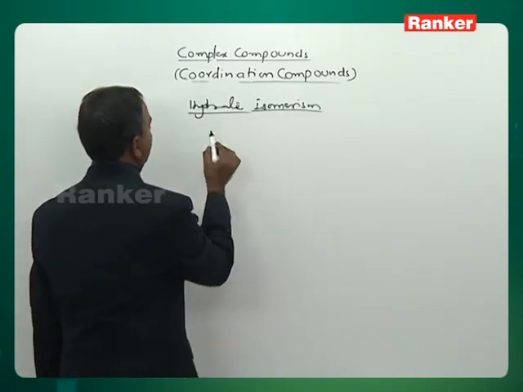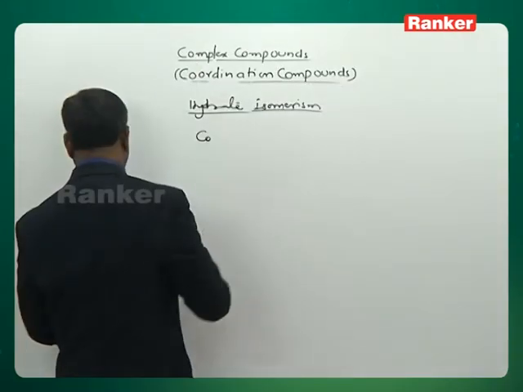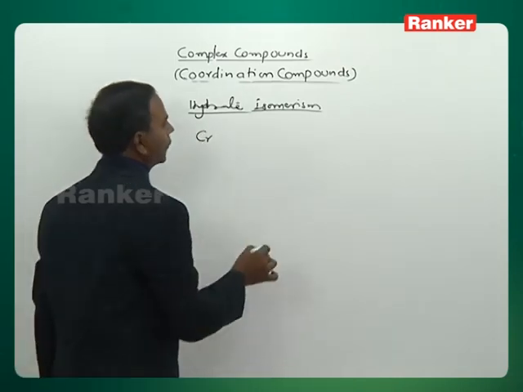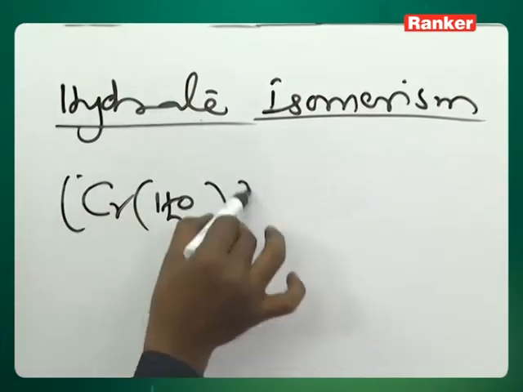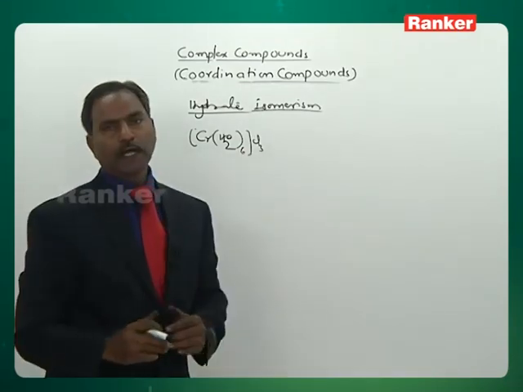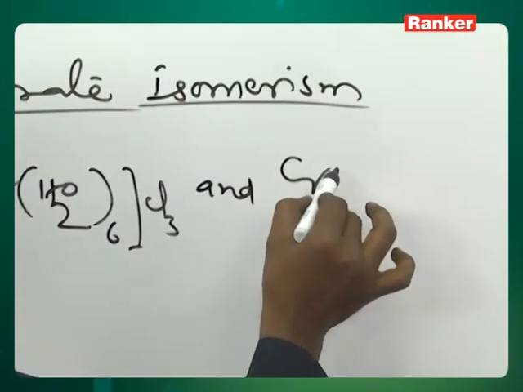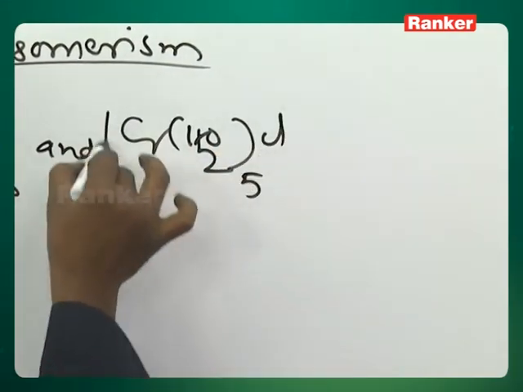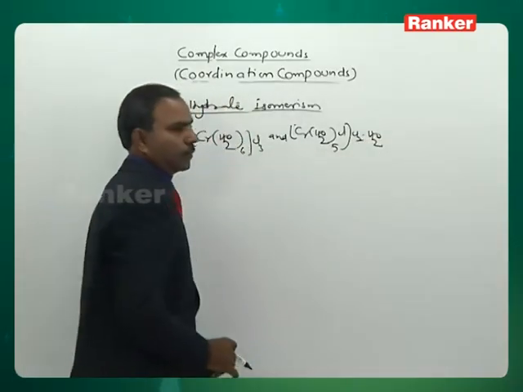And how hydrate isomers arise. Instead of taking Co, H2O taken 6, it is better to take chromium. Cr, H2O taken 6, Cl3. This is one of the complexes. The water molecule and chloride ligands get exchanged. Look here: Cr, H2O taken 5 times, 1 Cl inside now, followed by Cl2, 1 water molecule.